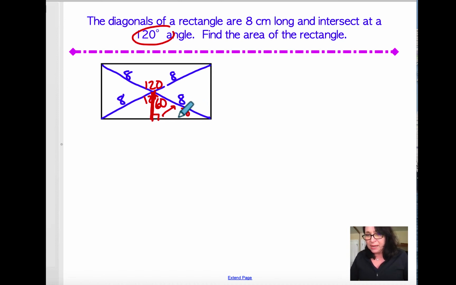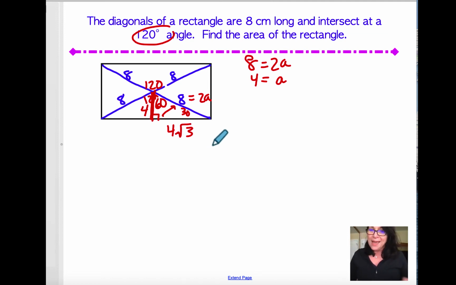30, 60, 90 is equal to 2a, which means if 8 equals 2a, a is equal to 4. So across from my 30-degree angle, I have 4. And across from my 60-degree angle, I have a root 3. So this would be 4 root 3.